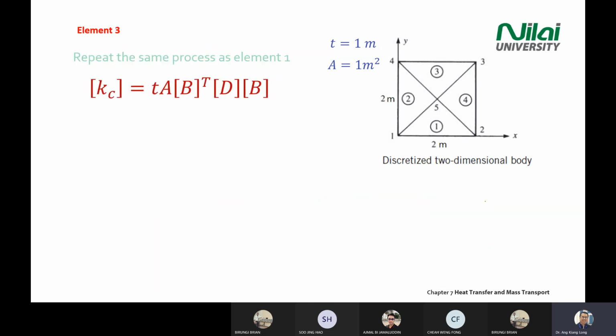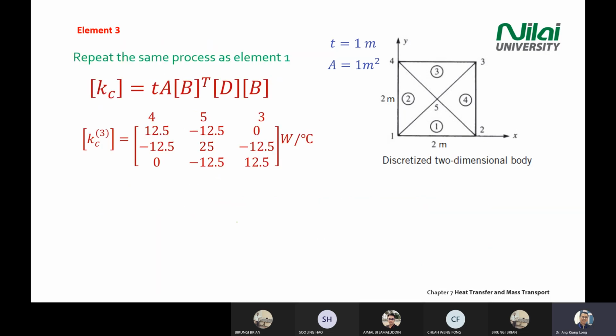Element 3, I will go very fast. You do the same. However, what I need to stress here is when you do the numbering 4, 5, 3, again following the sequence of I, J, M, you look at your screen here. Where is element 3? Element 3 is here, anti-clockwise. In this case, you pick number 4. So I, J, M.